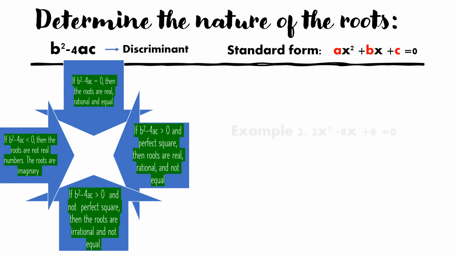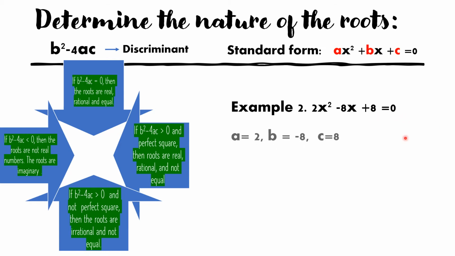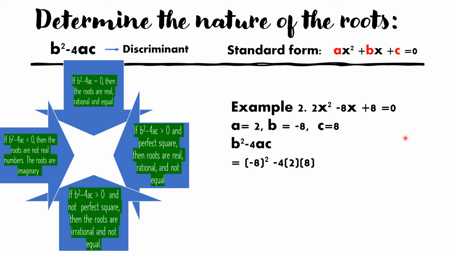Okay, let's have example number 2. 2x squared minus 8x plus 8 is equal to 0. Again, this is already in standard form, so we can find the values of a, b, and c. A is 2, b is negative 8, and c is equal to 8. And substitute in the discriminant, that is negative 8 squared minus 4 times 2 times 8, the value of c. So perform this one first.